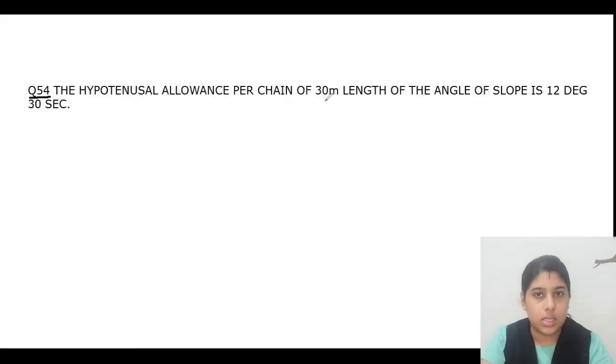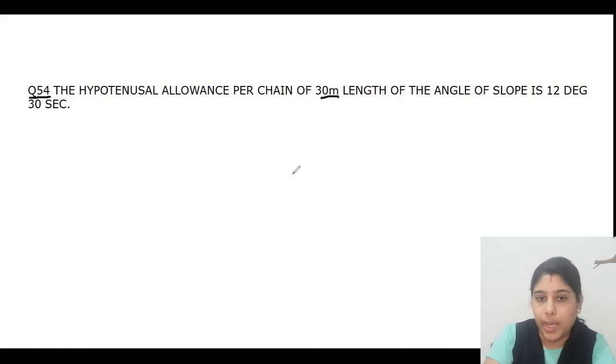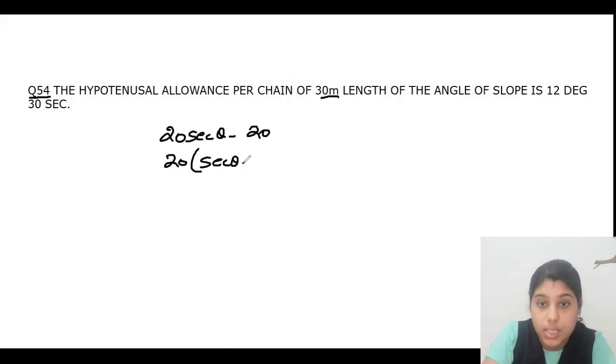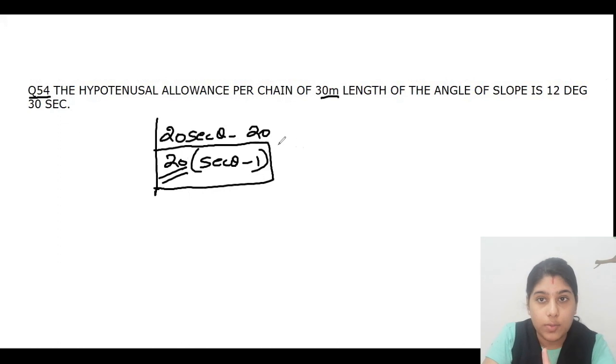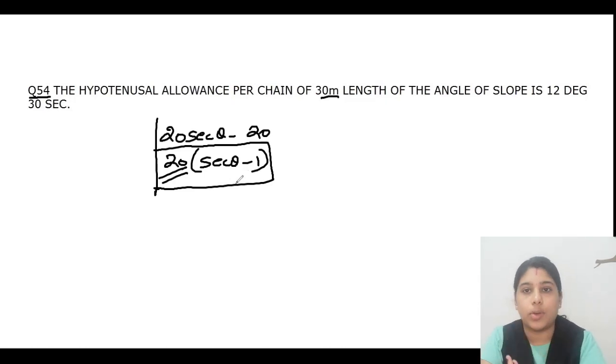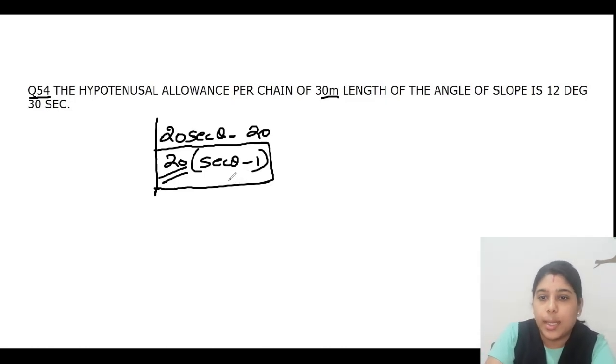Before the next problem, just recollect what we have done. 20 sec theta minus 20, that is 20 into sec theta minus 1. So for a 20 meter chain, this is the equation for hypotenuse allowance, when theta is known. The angle of slope is known, or a clue is given to you. Suppose the hypotenuse is given, at that time you can find the value of theta. Otherwise, they will directly give you an angle like 12 degree 30 seconds.